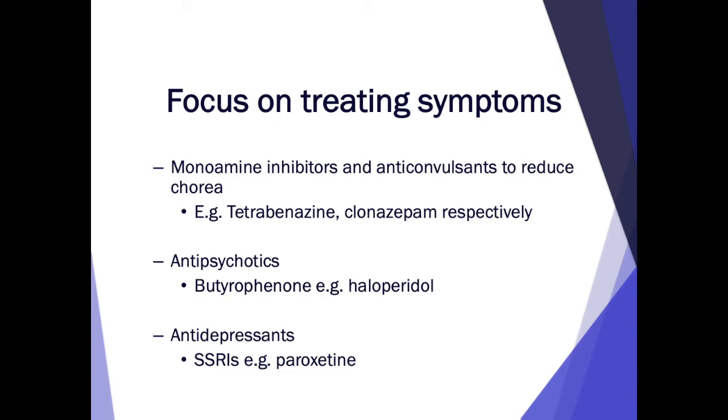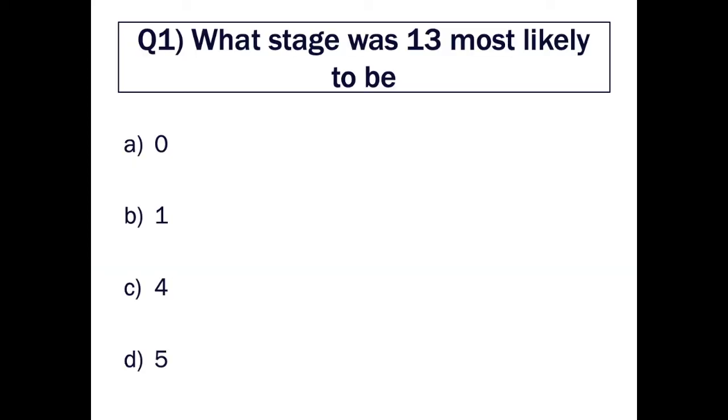Okay, let's do some questions. Remember our patient 13? What stage do we think she was most likely to be? The answer is stage 1. Remember, staging goes 1 to 5 and grading goes 0 to 4.